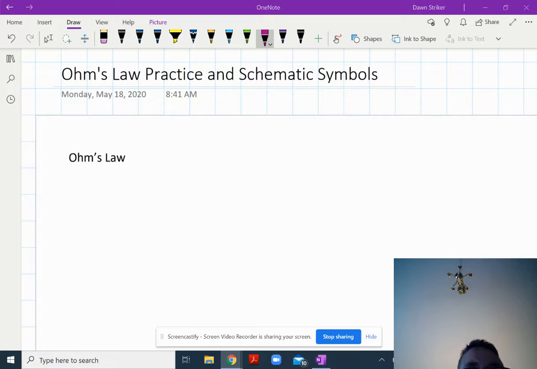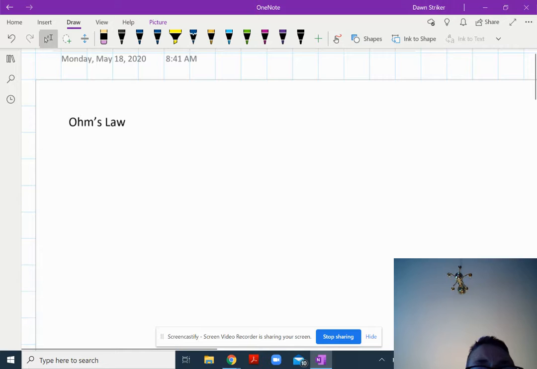I wanted to give you a little bit of practice with Ohm's law, having to do with electric current and voltage and resistance. And then I wanted to show you some schematic symbols, the symbolism that is used in creating schematic diagrams for electronic systems. All right, you're going to see that in some of your homework this week. And so here we go.